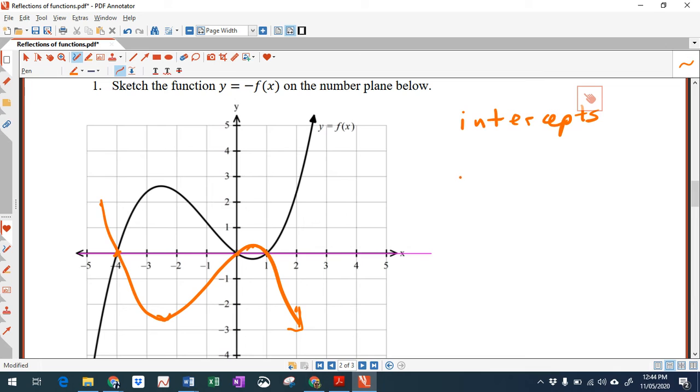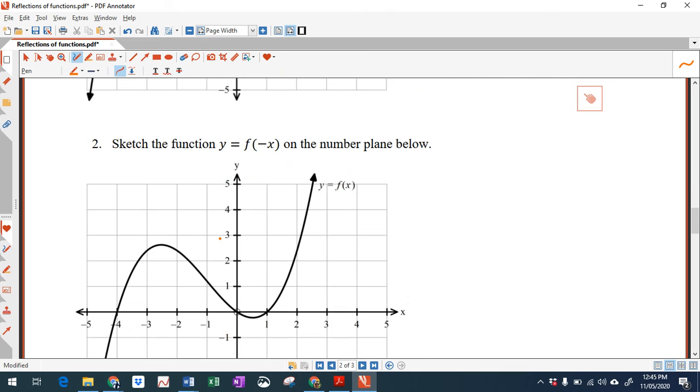Okay, so the points that you want to reflect are the intercepts. You also want to reflect any turning points as well. And also you can just pick some other random points to help you. So start with the intercepts and turning points and then do other points. Okay, all right, next. Don't forget to put the arrows. So that orange function is the reflection of the black function in the x-axis.